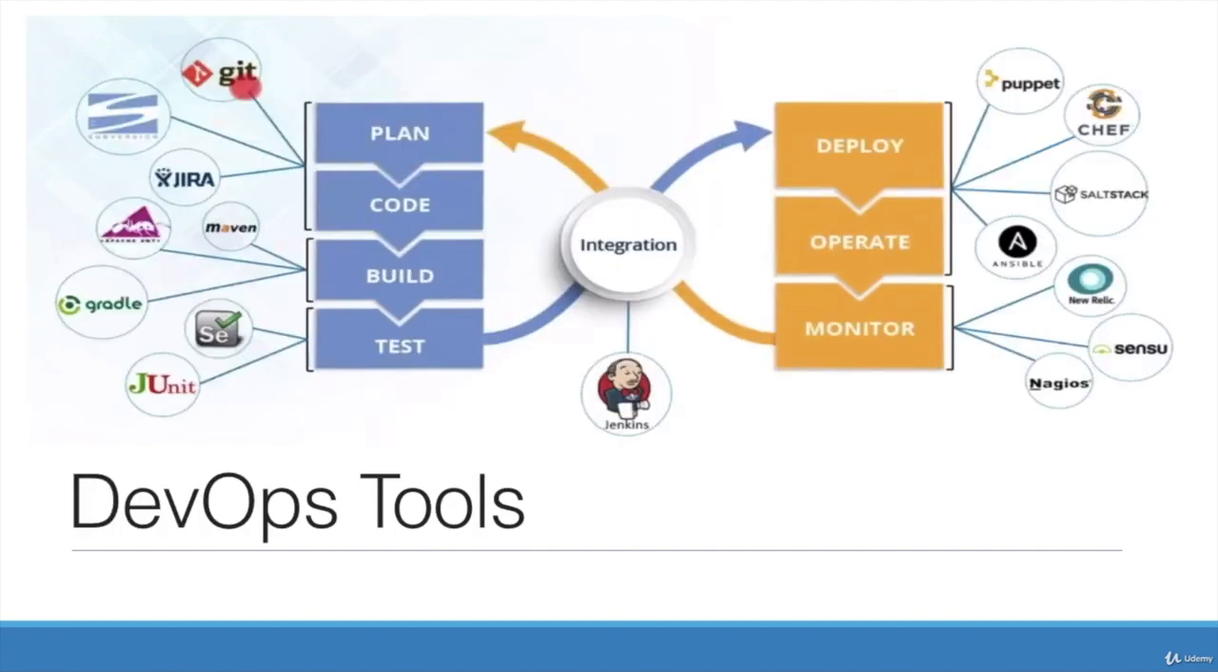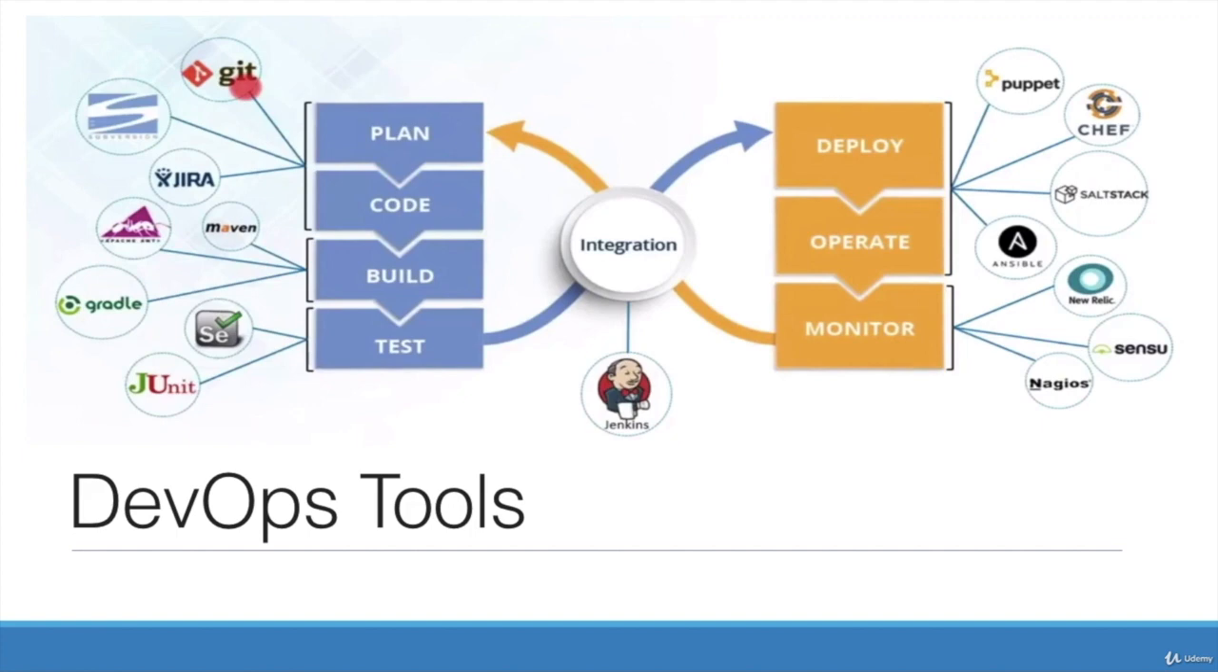In this particular diagram, we are displaying some of the tool sets which are required for DevOps. When we are talking about plan and code, we can use tool sets like Git, Subversion, and Jira. Jira is used for defect reporting. Git is used for software version control, and Subversion is also used for software version control. We will discuss the complete Git tutorials in the coming videos.